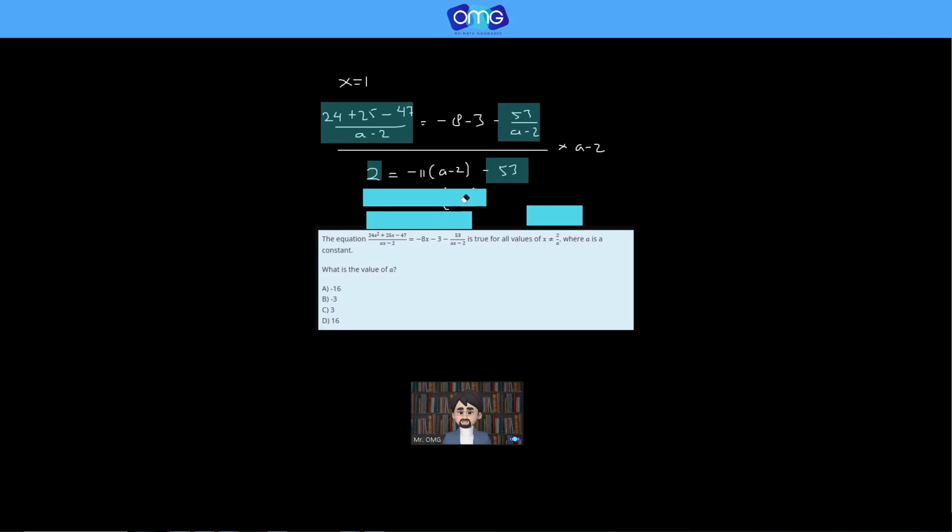So we use algebra. We move the minus 53 to become 55, and we get a minus 2 equals minus 5, and we get a equals minus 3. So a equals minus 3, and that's the answer.